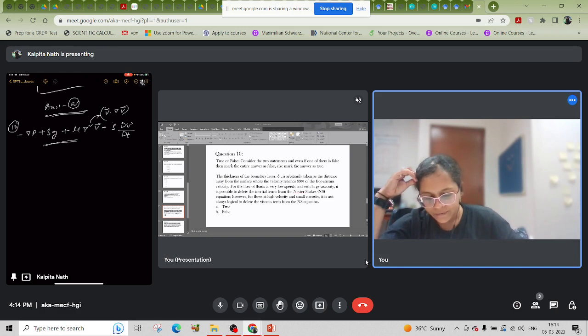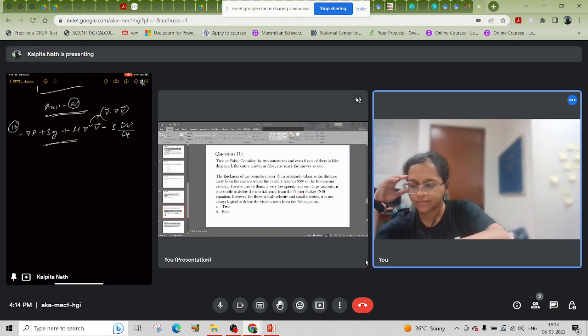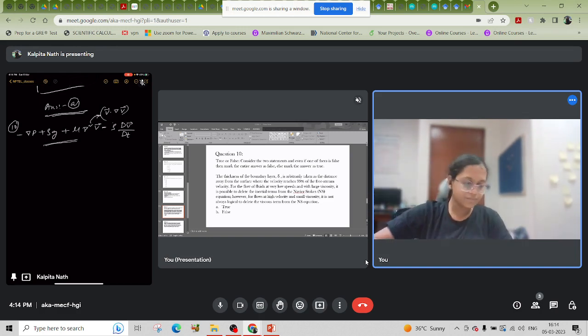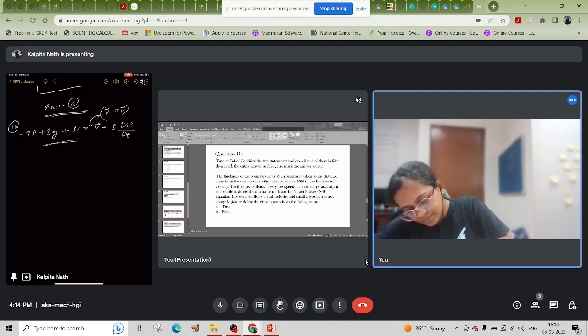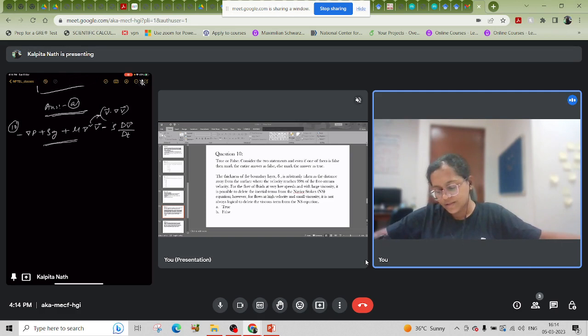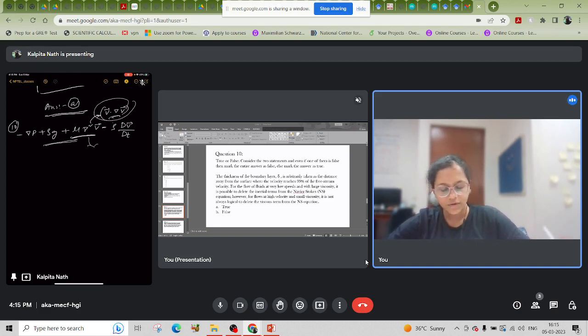On the contrary, for the case with low viscosity and high velocity, the product of velocity and its gradient, that is this one, cannot be considered small relative to the other terms. This cannot be considered small. That's why it is not always logical to discard the viscous term for such situations. So the option is A, true.